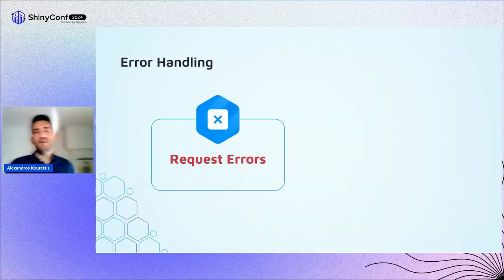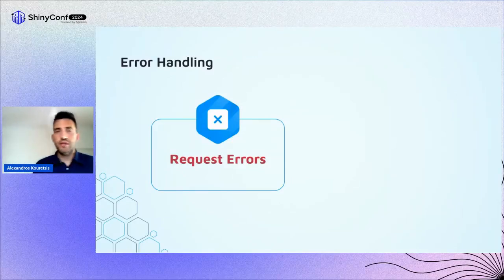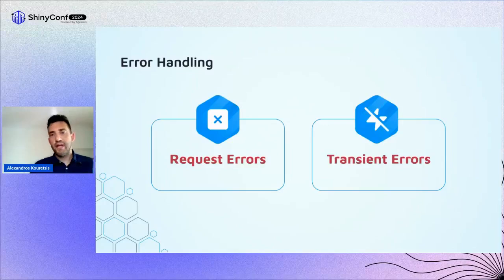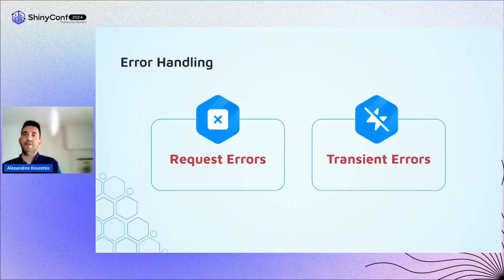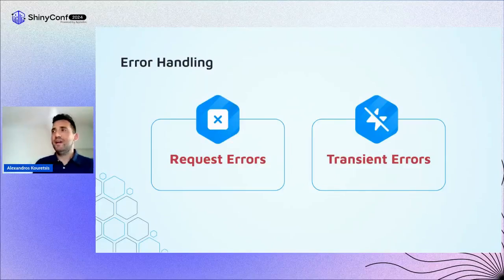The first one are request errors, which usually terminate the call stack. For example, you have provided a wrong parameter, or you are missing an authorization token. And then you have the other class of errors, the transient errors, which are, for example, try again later errors.